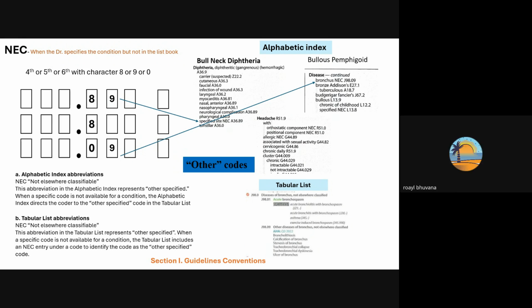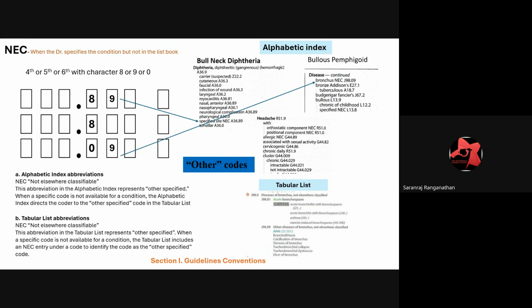When I say other, say for example, the patient has a bronchitis disease and it is addressed as bronchitis fibrinoid. Here in the index, chronic bronchitis is there, specified bronchitis is there, but bronchitis fibrinoid is not there. In that situation, I need to go for the specified code.